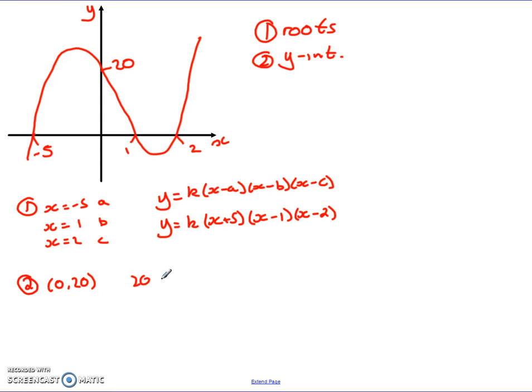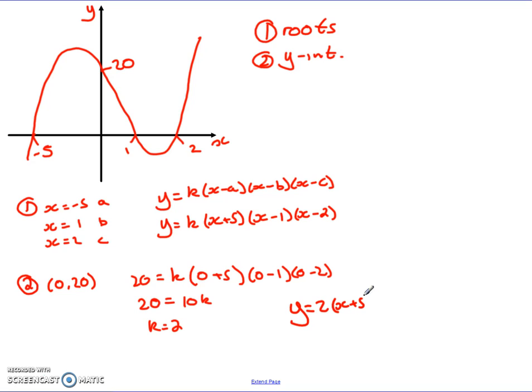So let's substitute and solve. So 20 equals k bracket 0 plus 5, 0 minus 1, 0 minus 2. So 20 equals, well, 0 plus 5 is 5, then -1 and -2, so it's 5 times -1 times -2, that gives me 10k. From that I can simply say that k equals 2. Substitute it all back in, and I get y equals 2 bracket x plus 5, x minus 1, x minus 2. There you go, I've got my equation of my polynomial there.